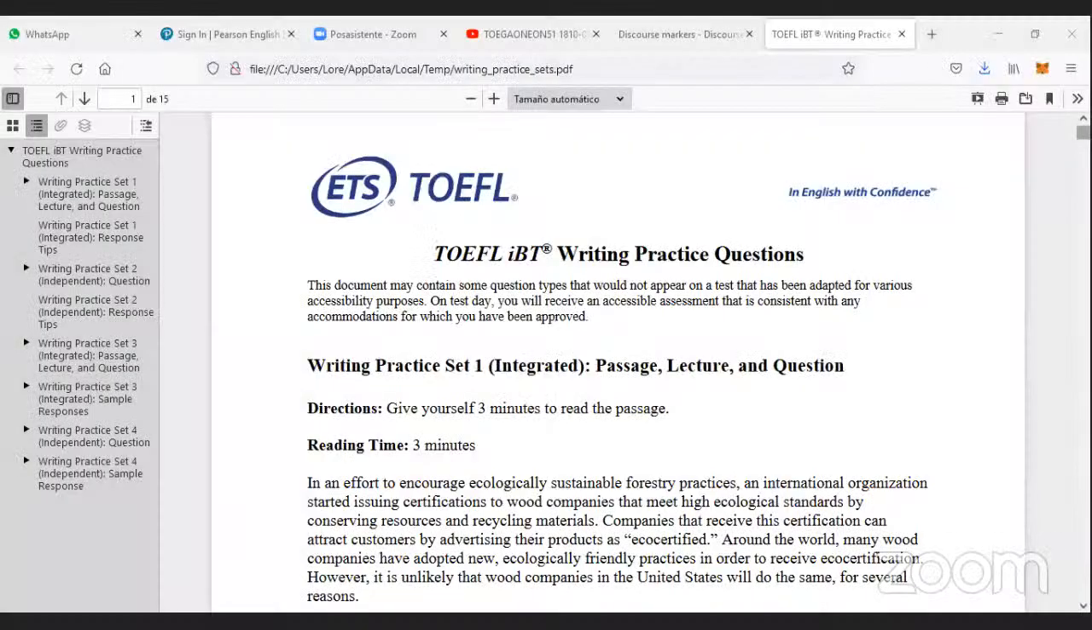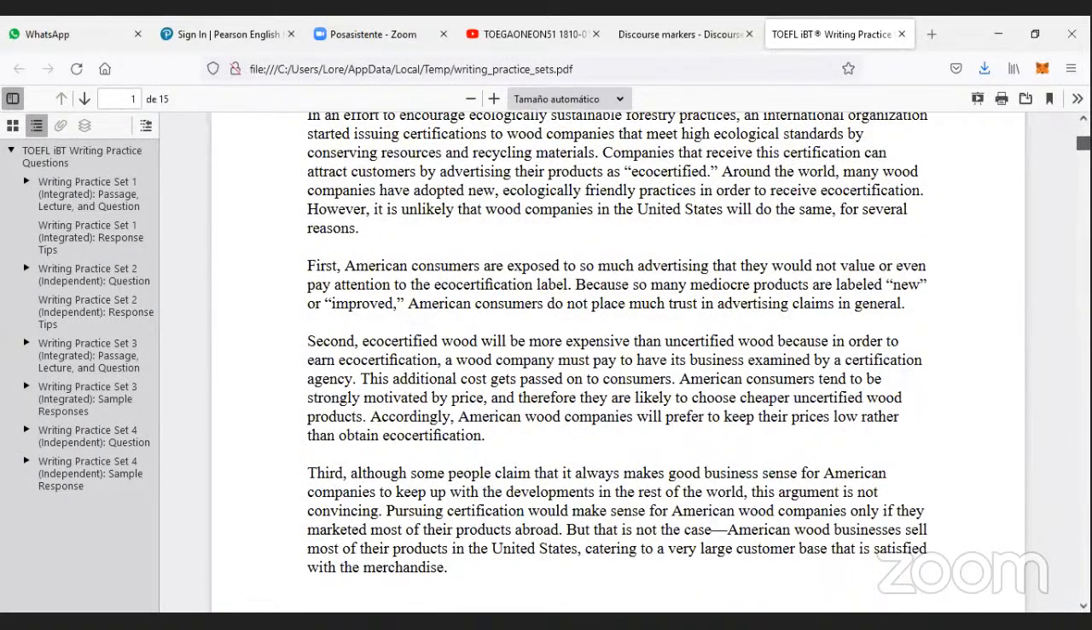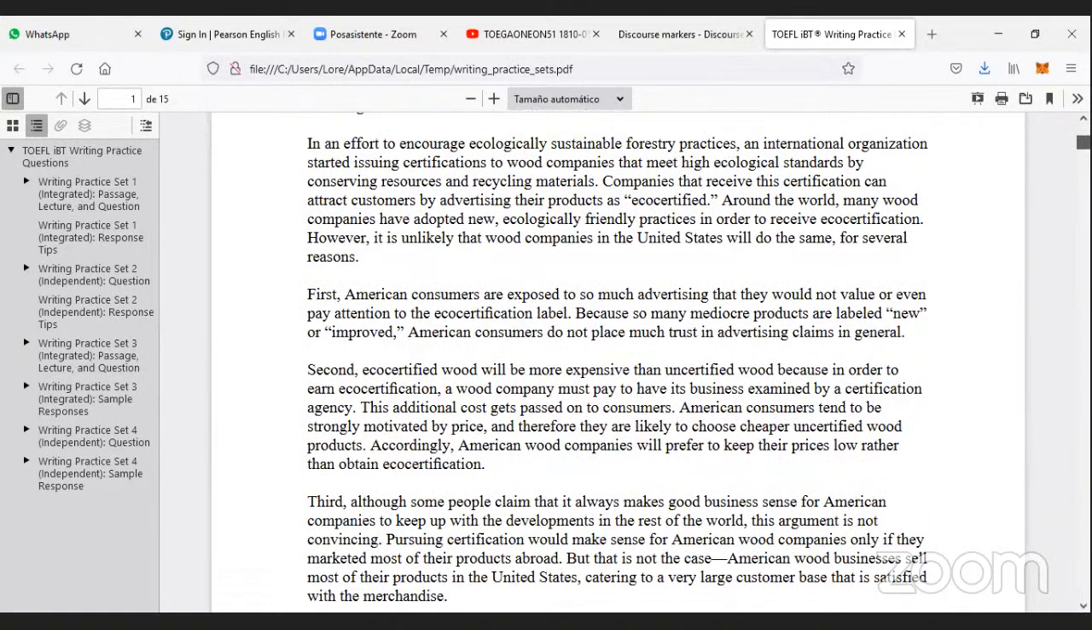So what do we have here? In this case, we're going to read this. Okay, so I want you to read this essay, and you are going to write your response about this, if you agree or disagree, using the discourse markers. Okay, so let's first read this passage. Okay, Gabi, could you read, please?